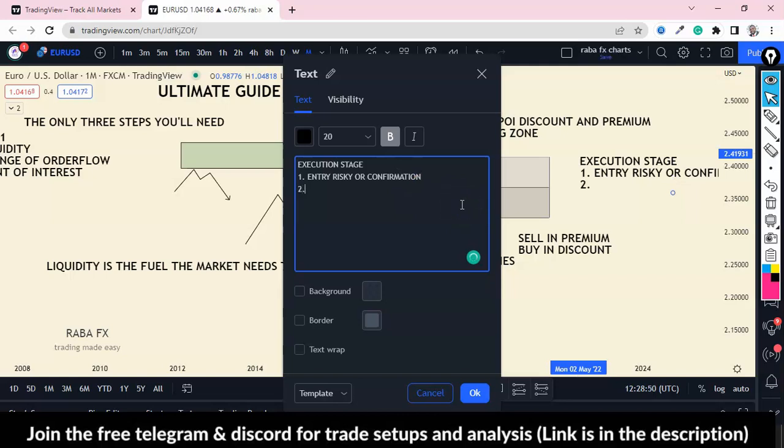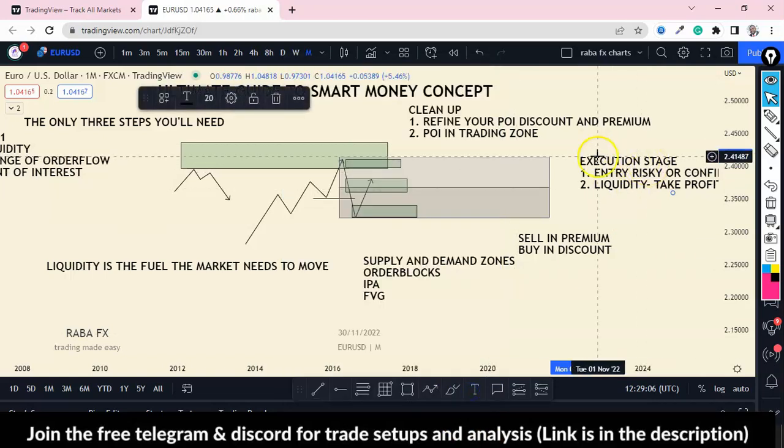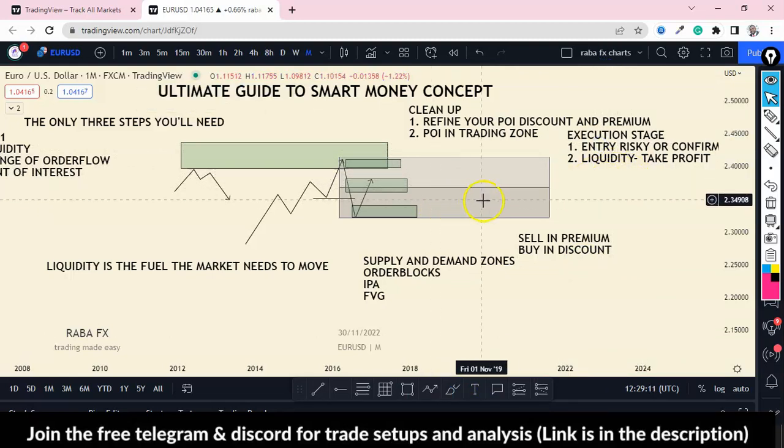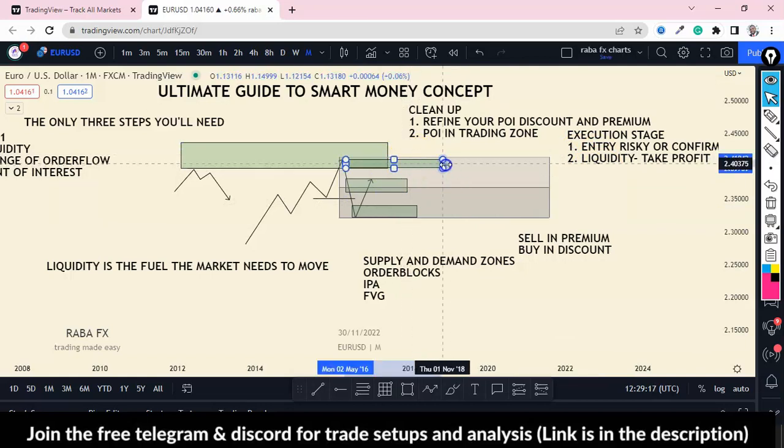Then the last one is you are looking for liquidity. Now, why do you look for liquidity? For take profit, where you expect price to move to. So the execution stage here simply means you taking the trade. In this case, when price gets there, by risky entry, this is what you do.